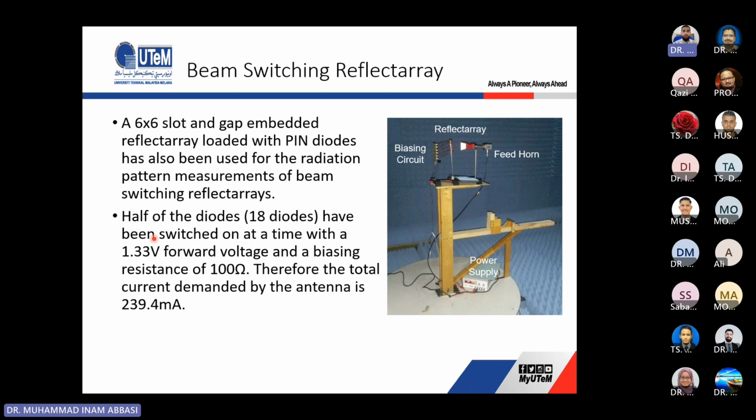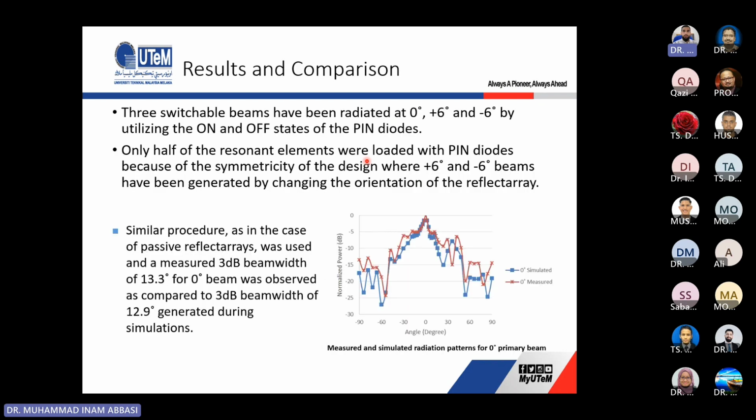Similarly, for the beam switching reflectarrays, we used pin diodes with the array. We designed a 36 element array just for demonstration, and we used pin diodes on one half of the array. When we switch on the pin diodes, we can vary the reflection phase of that side of the array, and hence we can modify the beam. So these are the results.